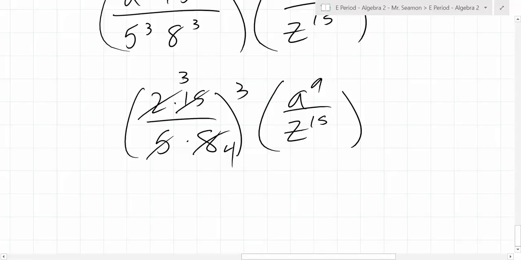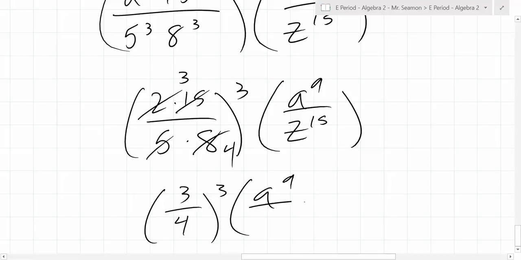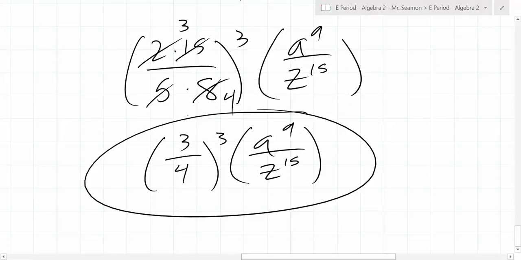15 divided by 5 is what? 3. So it's 3 over 4 to the third, a to the 9th over z to the 15th. You could stop there, and there's nothing you would be forced to do next. That would be super simplified.